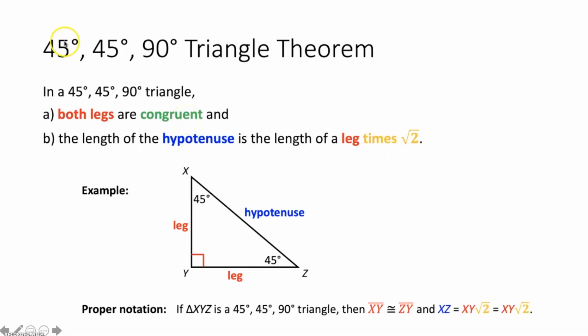First thing we're going to talk about is the 45-45-90 degree triangle theorem. This says in a 45-45-90 degree triangle, both legs are congruent, and the length of the hypotenuse is the length of a leg times rad 2.